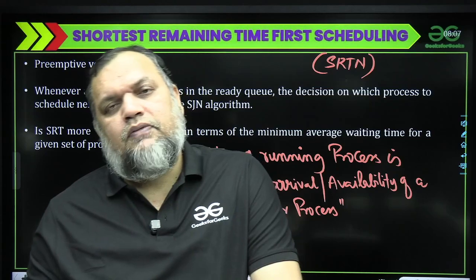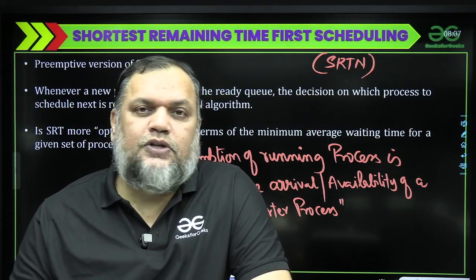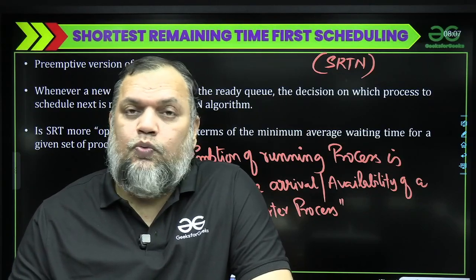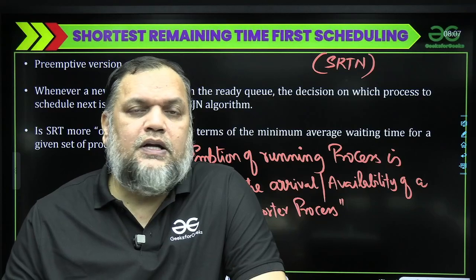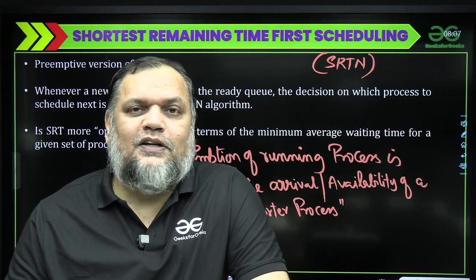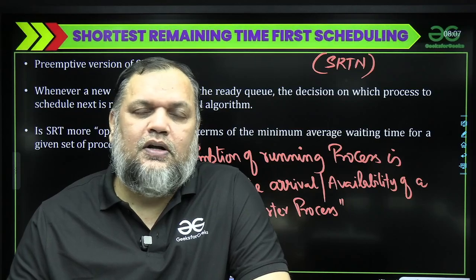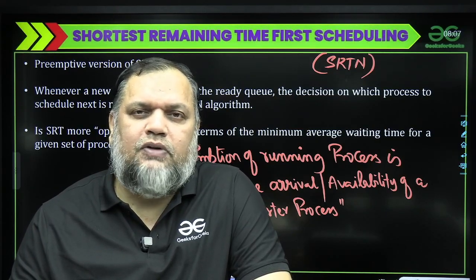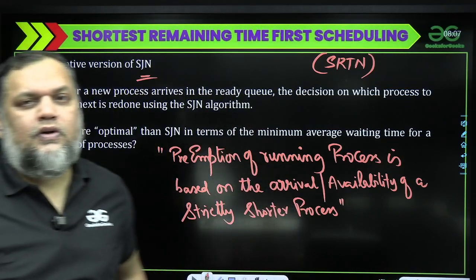Preemption is based on the availability or arrival of a strictly shorter process. Strictly shorter process. So that's the logic behind SRTF. Otherwise, we continue the running process like SJF. In case all the arrival times are the same, then SRTF and SJF will work out to be the same. Please understand that. If all arrival times are 0, there will not be any difference between SJF and SRTF. When arrival times are different, then only we'll have a difference between SJF and SRTF.